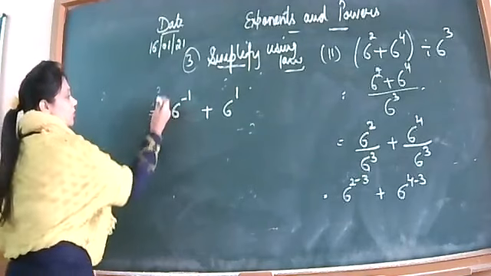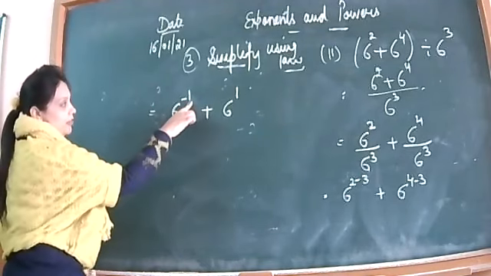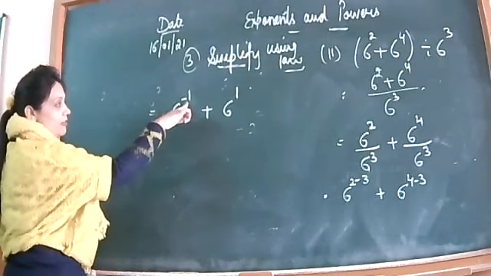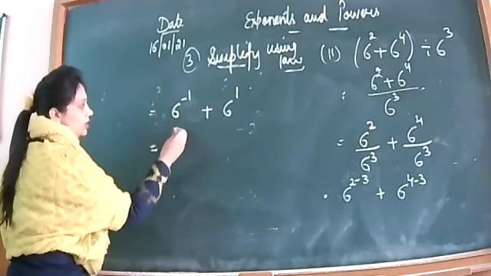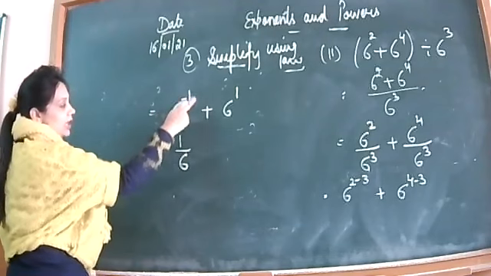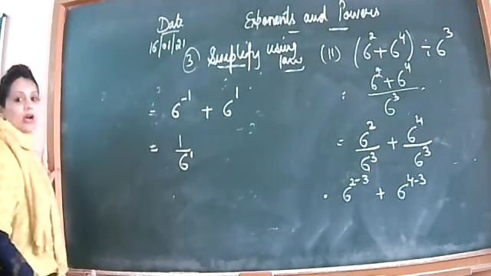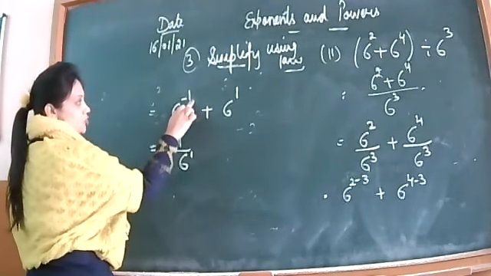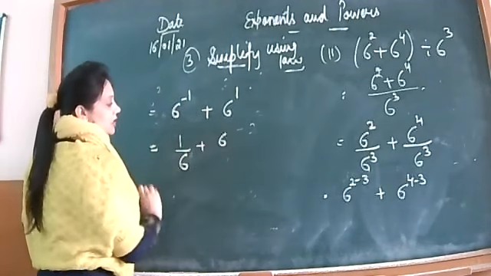Okay. Now we have a negative power, so how do we solve this? How to make this power positive? If we are having a negative power, then we take the reciprocal of that number and we get a positive power. If it is 6 power minus 1, we make it 1 by 6, so the power of 6 becomes positive 1. 6 raised to power minus 1 will be written as 1 by 6 plus 6.